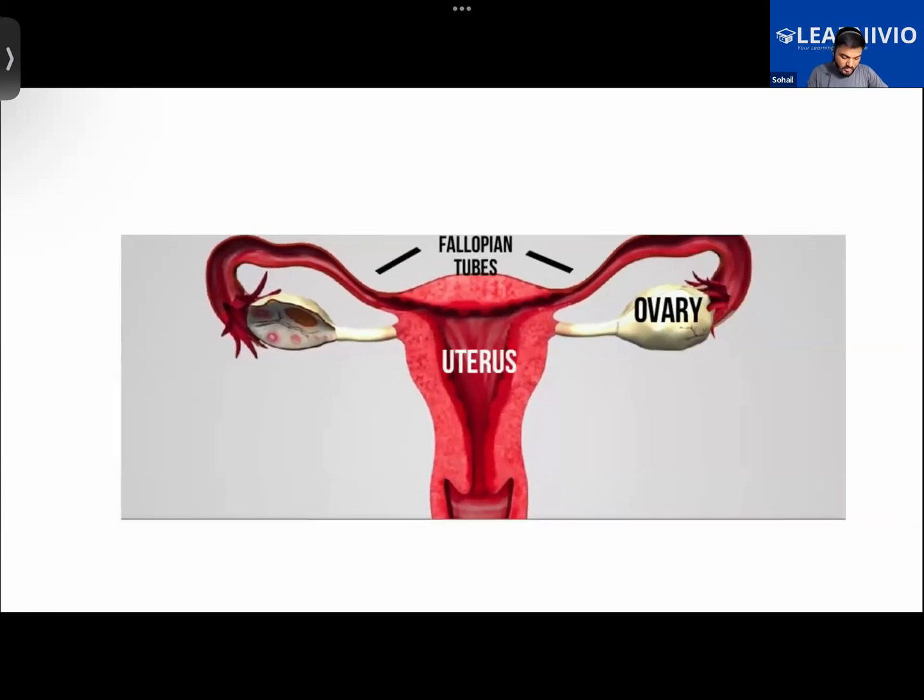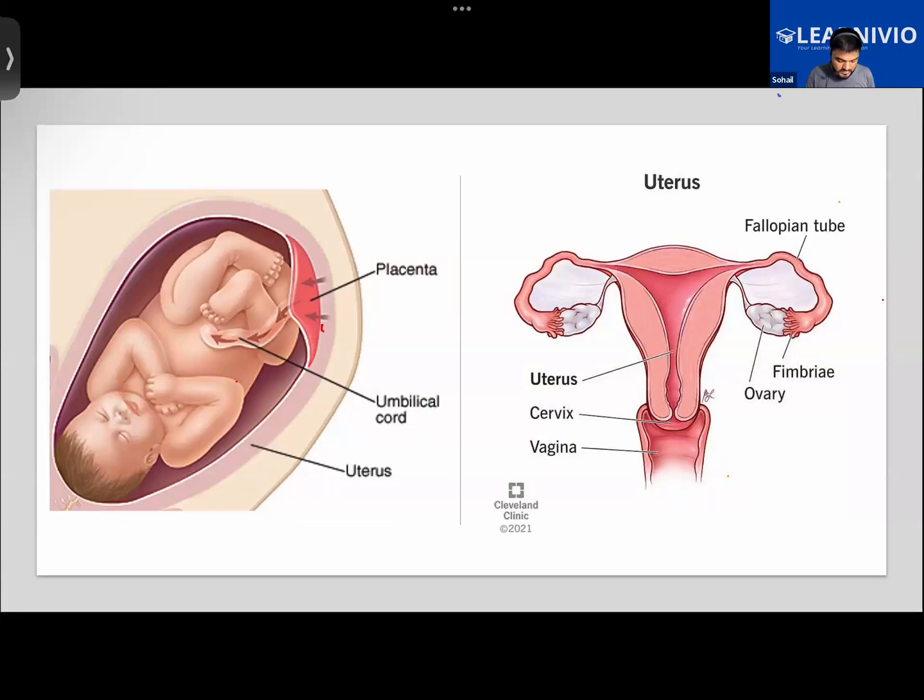How many oviducts are there? 2. Good. Talking about uterus, this structure that we see over here, what is this uterus? Uterus is the place where the baby grows. Place where the baby will grow after fertilization of the egg. So after the fertilization of the egg, this is the place where the growth of the baby will take place. Good.